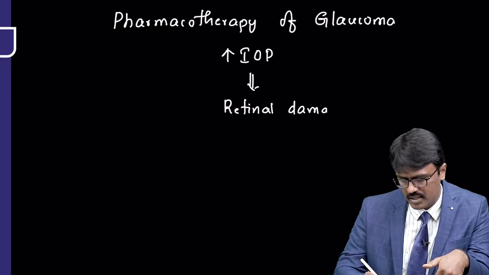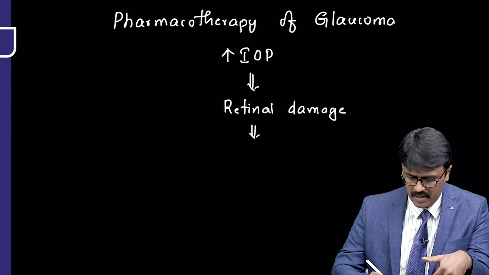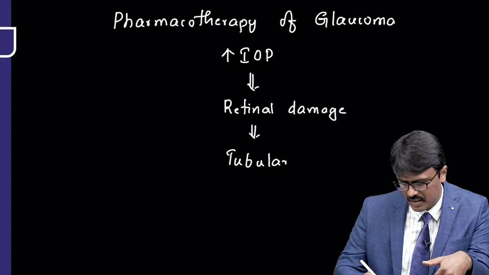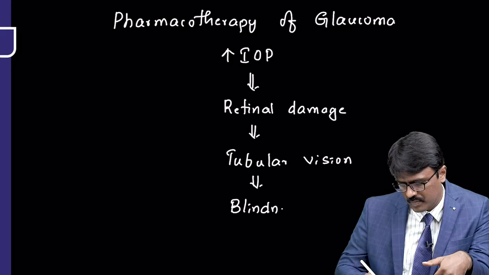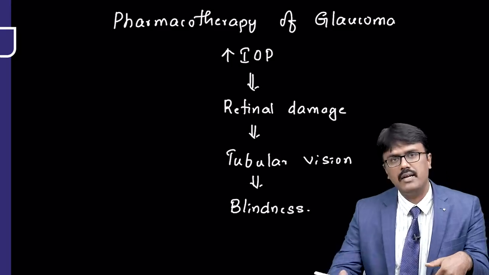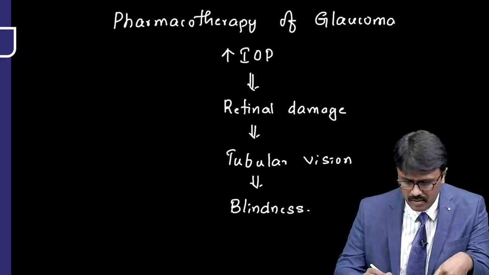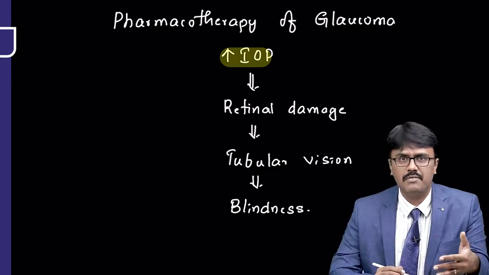When the retina starts getting damaged, later the patient's vision will become problematic. He will have a vision called tubular vision. If you don't manage this, the patient will end up with blindness. So the culprit here is intraocular pressure. The question is, where do you get this pressure from?